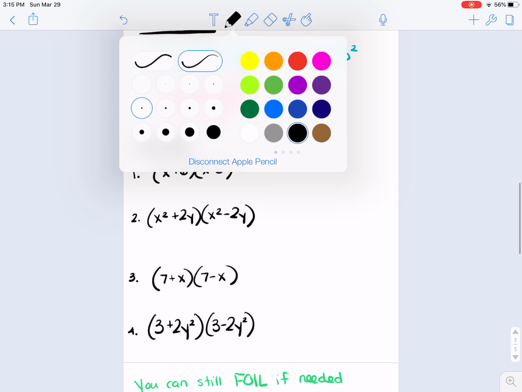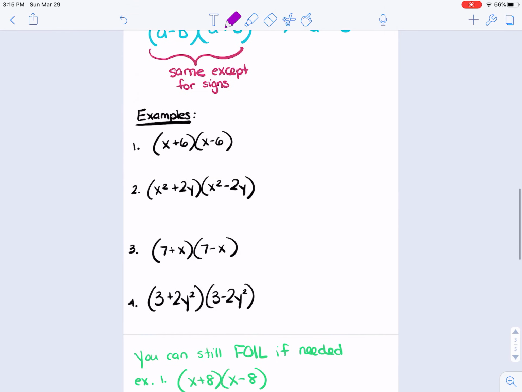So let's do these examples down below. As you can see, I have the exact same thing, x plus 6, x minus 6. Everything is the same, except one is plus, one is minus. So my shortcut here is I'm going to square the first term. My first term is x, so I'm going to square it. I'm going to square the second term, which is 6, which gives me 36. Slap a subtraction sign in between, and you're done.